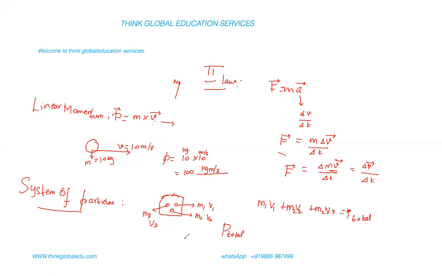The total momentum of a system with n particles is given by total momentum P equal to m1 v1 plus m2 v2 up to mn vn. So this is an introduction to the concept of linear momentum.